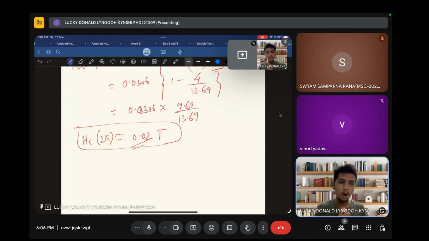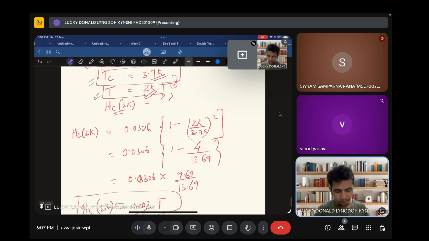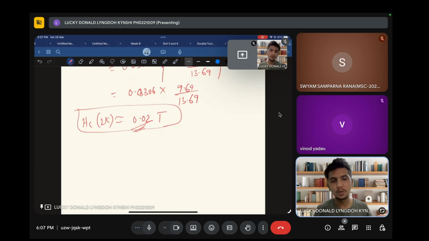That means for a superconducting nature, you need to have both of them below the critical temperature and below the critical field. Otherwise, if you increase the temperature, the critical field also decreases automatically. Through this equation, you have seen that at 0 Kelvin, Hc0 is 0.0306. But when you increase the temperature to 2 Kelvin, your critical field decreases. That you should note in mind.